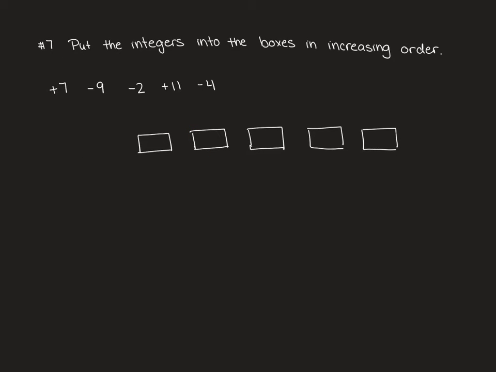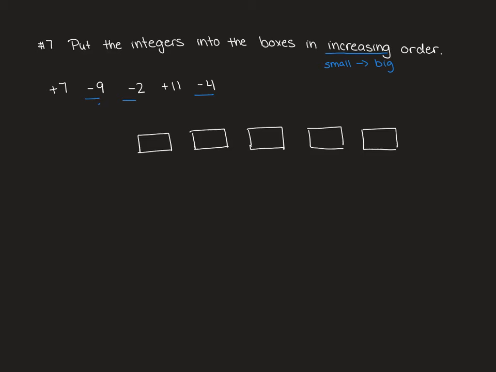Question 7 will give you 5 numbers or 5 integers and asks you to place them in the boxes in increasing order. So increasing means we're going from the smallest to the largest number. So to find the smallest number, we're going to start by looking at our negative numbers because those are the furthest left on the number line. And then we have to go, okay, what's, it sounds weird, but if you think of smallest as the most small, what's the biggest negative I have?